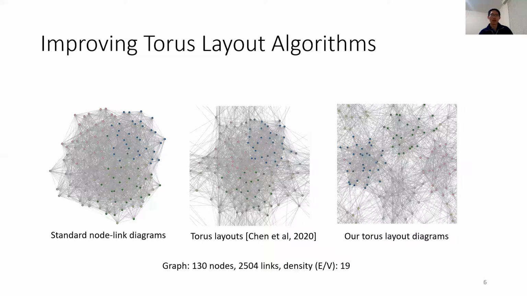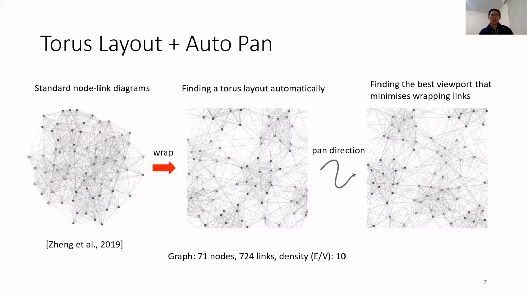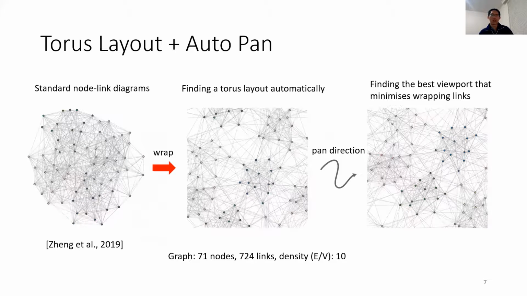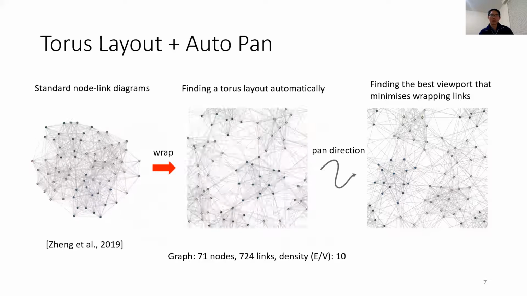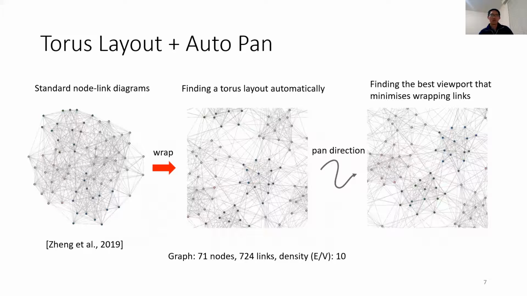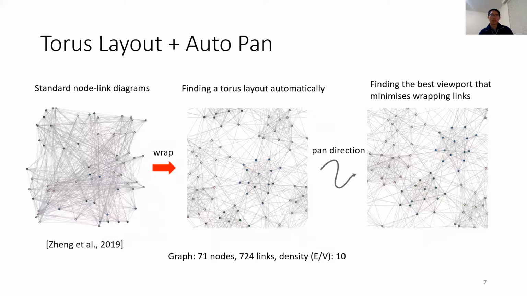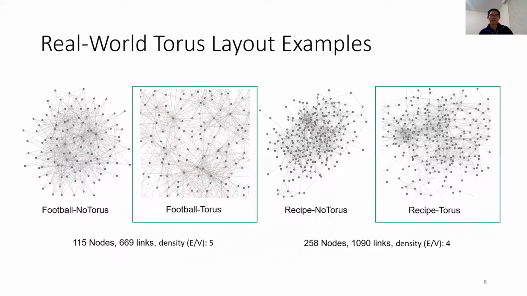We propose a refined torus layout algorithm that has better node separation for larger and denser networks. We adapt the existing stress minimization layout algorithm from Chen and others to consider a more complicated torus topology. The results show that our torus diagram makes clusters more distinct and more spread out. Furthermore, we propose an algorithm that automatically pans the diagram to find a viewport that minimizes its broken links.